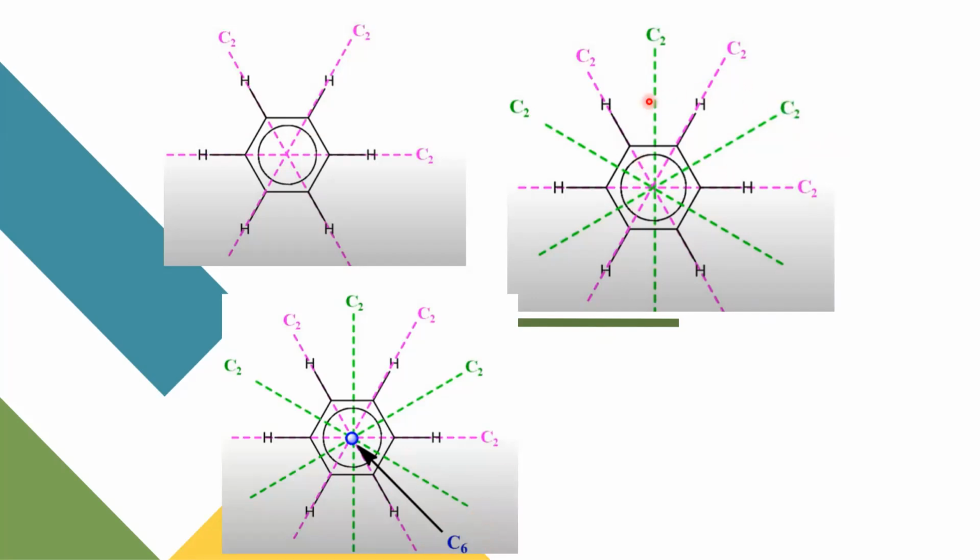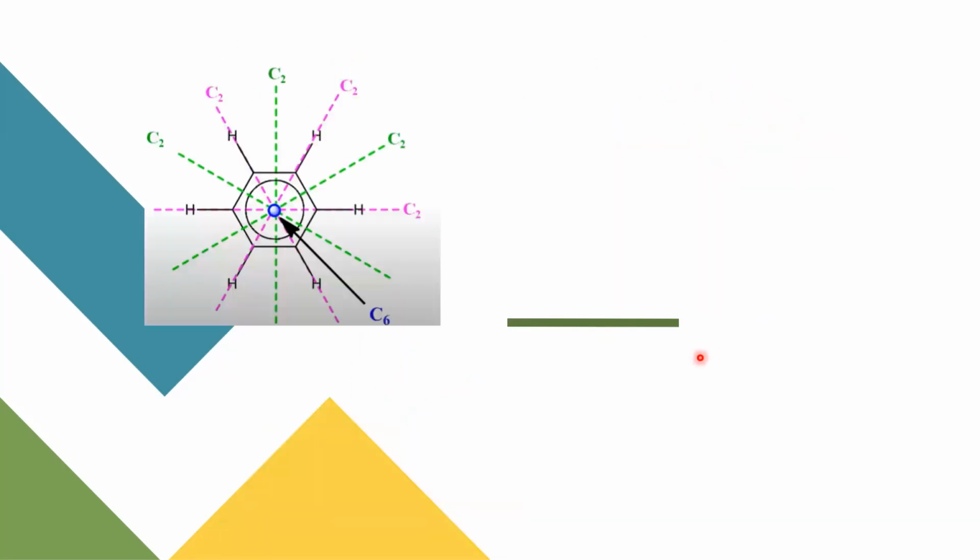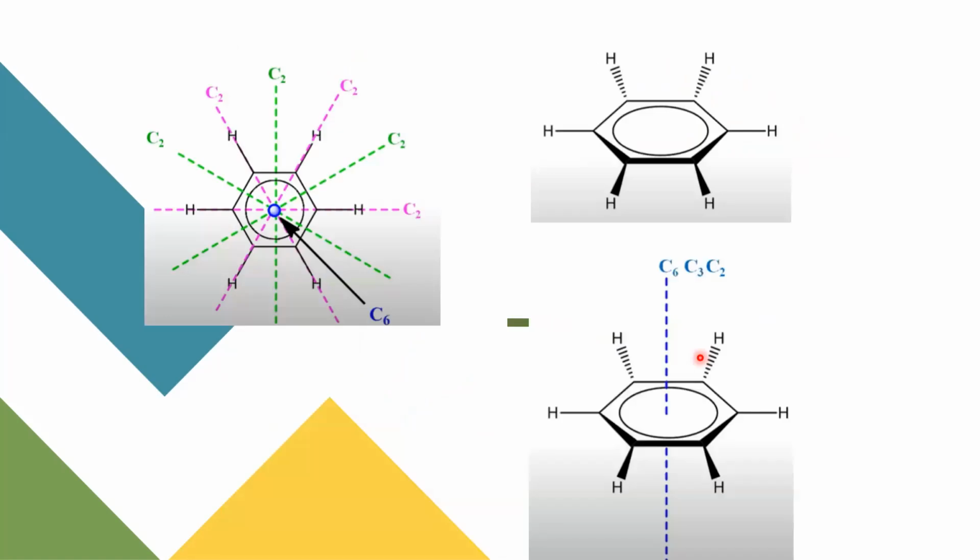Now this C2 axis, we label, that will come later. C6, C3, and C2. In addition to C6, we have the C3 axis also, rotation by 120. You get the equivalent configurations. And also the C2 axis, right? So in the benzene molecule, we have these three rotation axes, C6, C3, and C2.